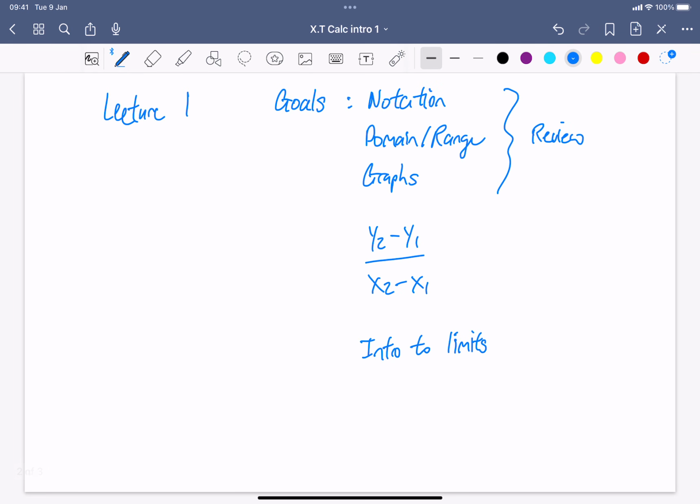So the goal for today, we're going to go over some notation. We're going to go over domain and range, and we're going to go over some simple graphs. And a lot of this should be review. And then I'm going to move on to y2 minus y1 over x2 minus x1, the equation to calculate the slope. And we're going to see how that relates to derivatives. And we're going to use a little trick utilizing limits. And because of that, I'm going to introduce the limit to you and how we use it.